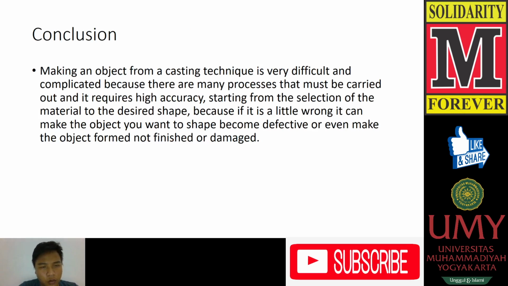5. Conclusion. Making an object from a casting technique is very difficult and complicated because there are many processes that must be carried out and it requires high accuracy, starting from the selection of the material to the desired shapes. Because if it is a little wrong, it can make the object become defective or even make the object unfinished or damaged.